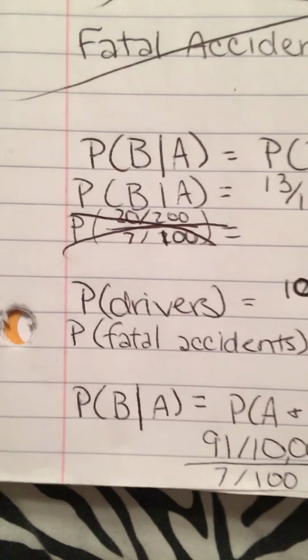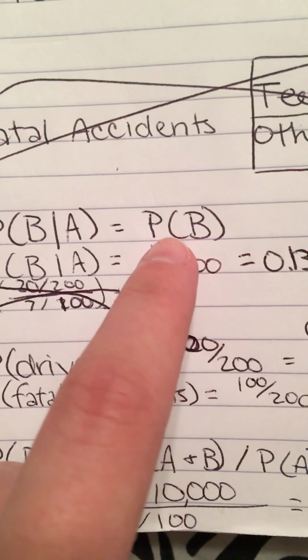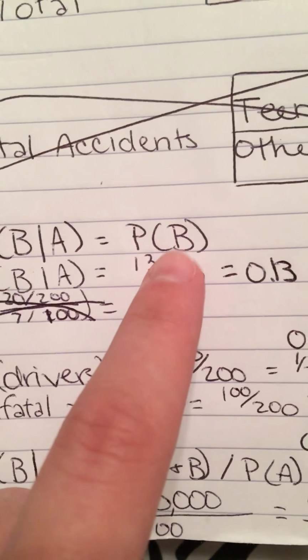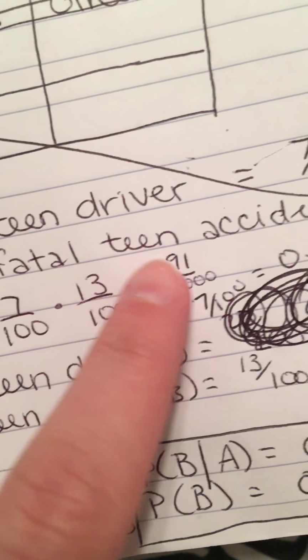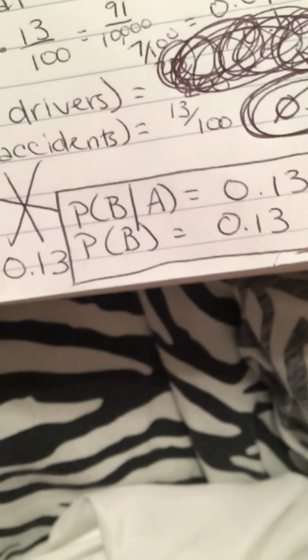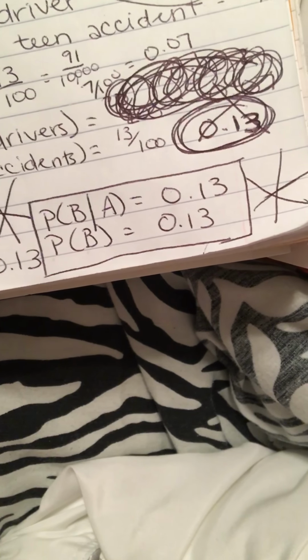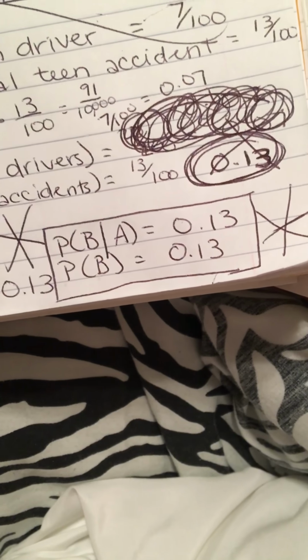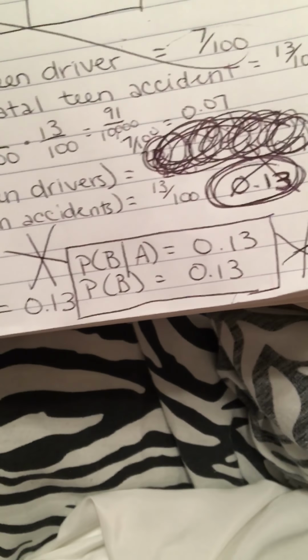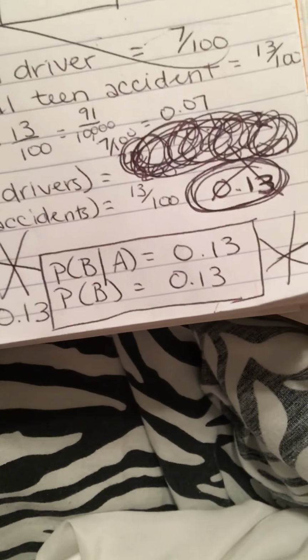So coming back to the original formula, we know that this is 0.13, so then we have to make sure that it equals the probability of B, which was the fatal teen accidents. That's 13 out of 100, or 0.13. So they are equal, which means that they are independent of each other. If they weren't equal, then one would depend on the other. But in this case, it doesn't. The numbers work out. So that's how they're independent of each other.